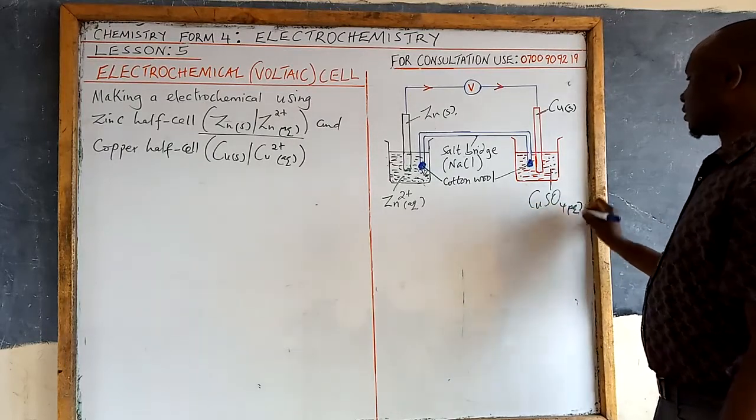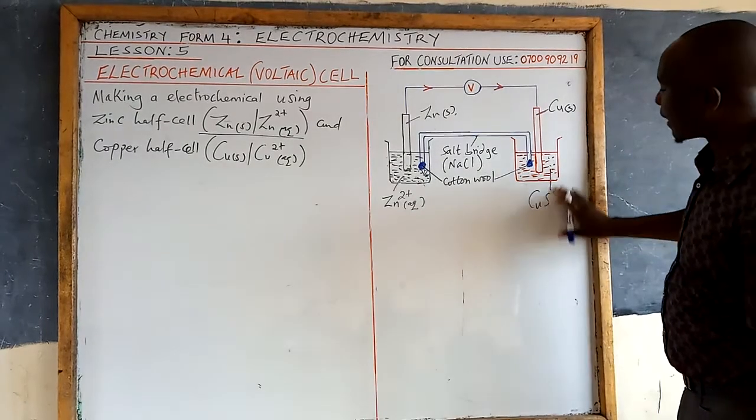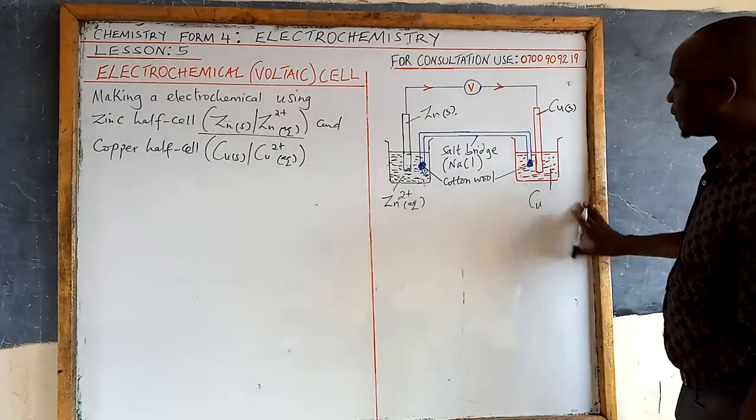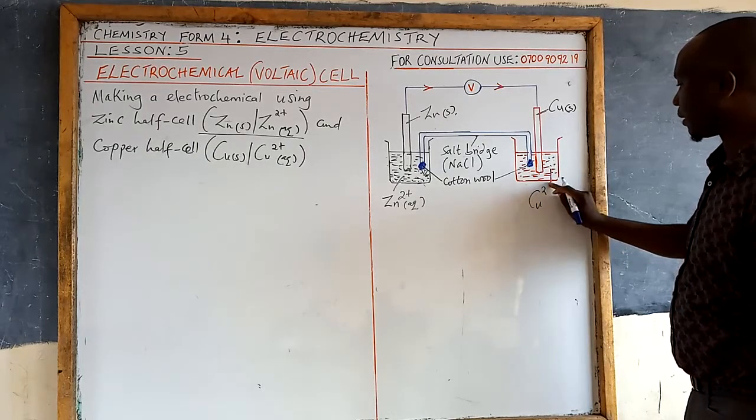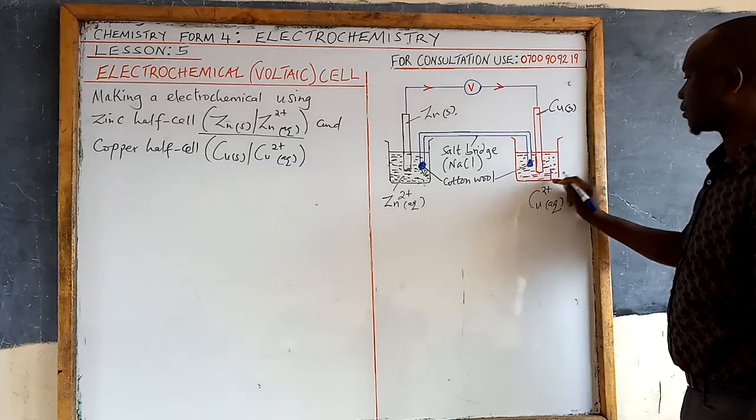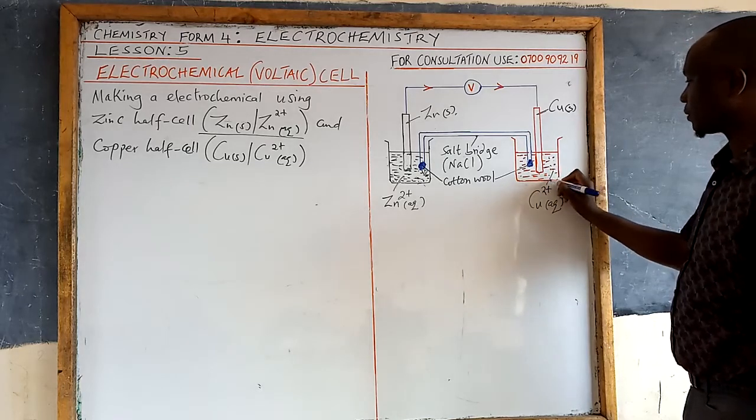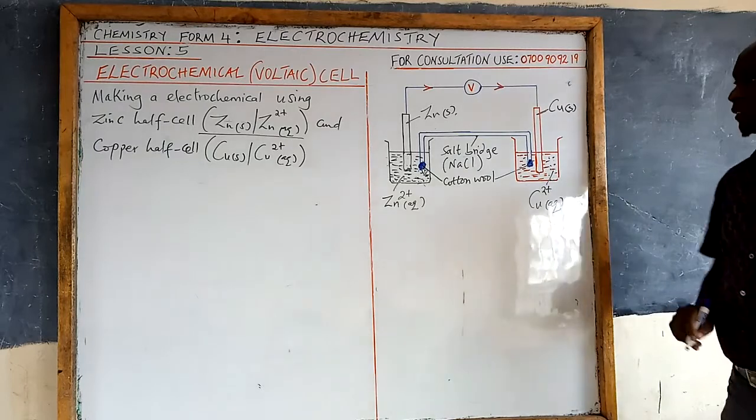And as I said, this anion is not very important, so you can even write without. If you write copper 2 sulfate, still it is correct, or without, still it is correct. So that is a solution containing copper ions, which in our case we have used copper 2 sulfate.